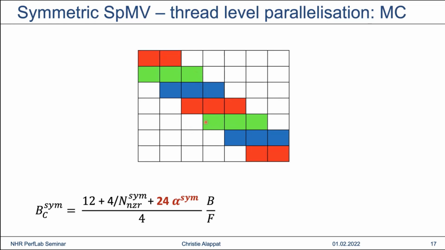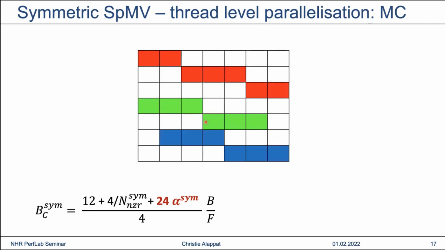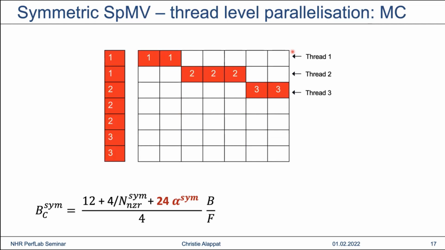And now what we could do is permute the matrix, or reorder the matrix, such that rows with the same color appear consecutively. And now, as these rows do not share the same column entries, we can parallelize within a color, because we wouldn't have any write conflicts.